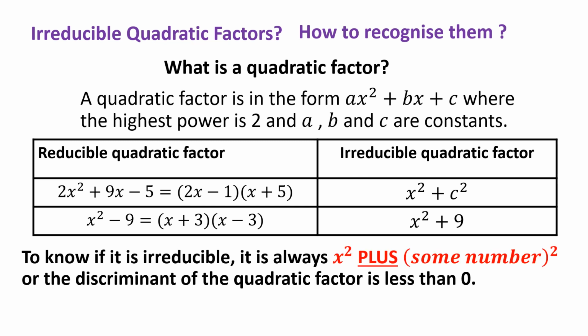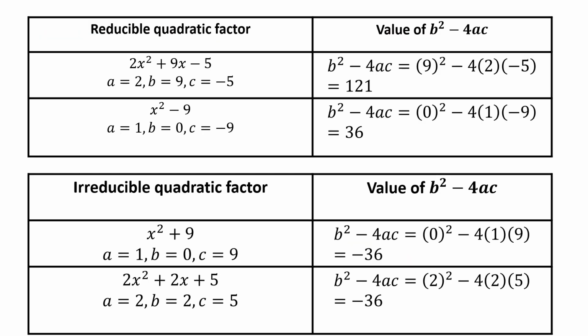So hence, to know if it's irreducible, it is always x squared, then plus, the middle operation is a plus, some number squared. Or another way to know if it's reducible or irreducible is to find the discriminant of the quadratic factor, which we will learn in the next slide. Way to recognize if it's irreducible or reducible is to find the discriminant.